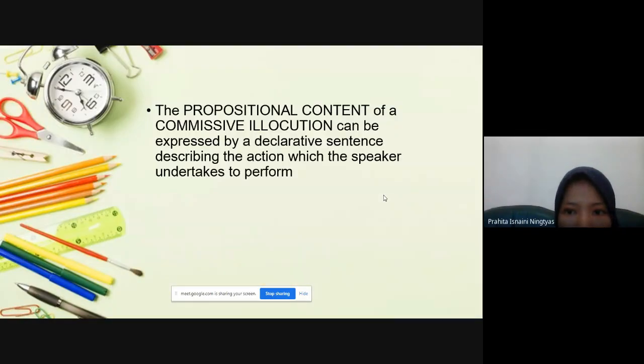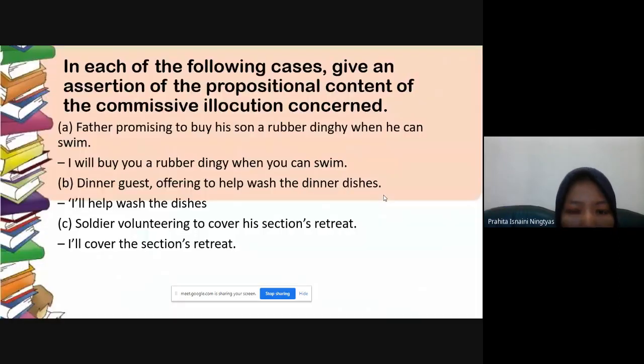The propositional content of a commissive elocution can be expressed by a declarative sentence describing the action which the speaker undertakes to perform. In each of the following cases, give an assertion of the propositional content of the commissive elocution concerned. A. Father promising to buy his son a rubber dinghy when he can swim means, I will buy you a rubber dinghy when you can swim.